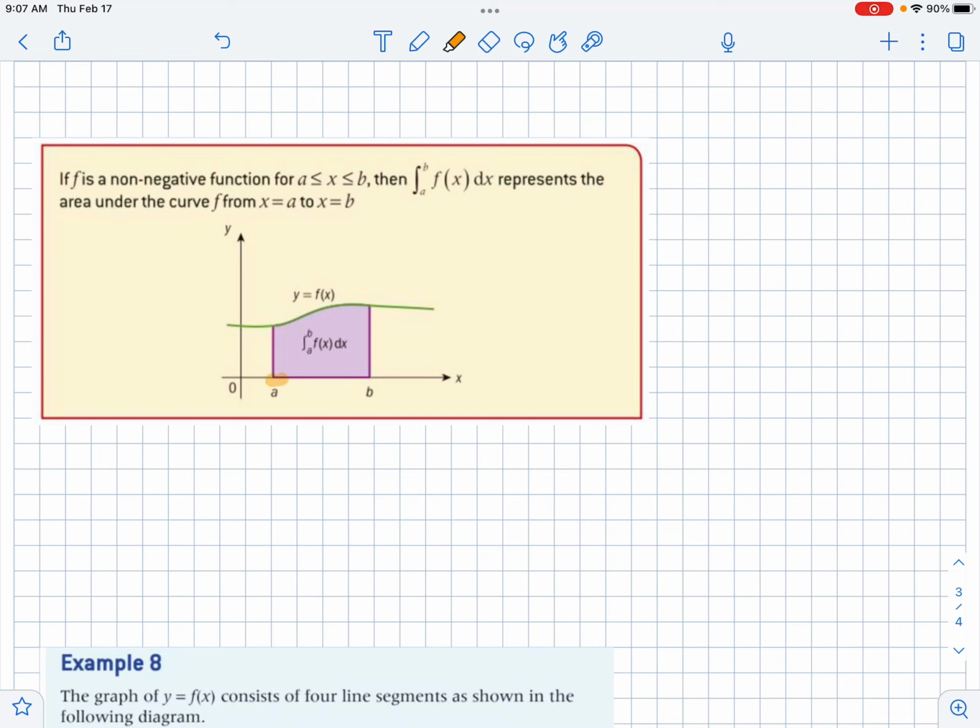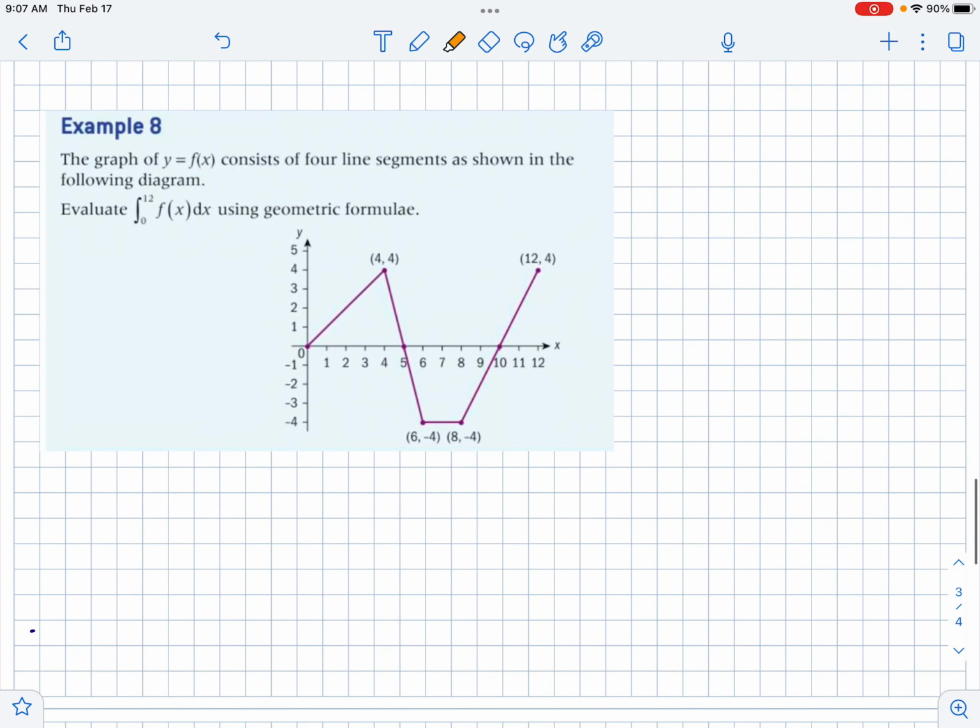This is just another way of summing up what we just said: if you take an integral from a to b of this function, you're going to find the purple area under the curve. It represents area.